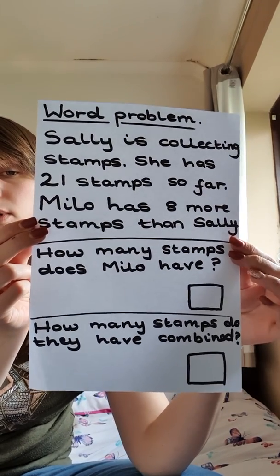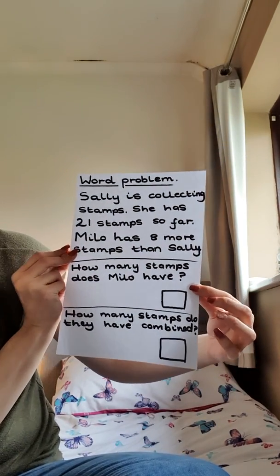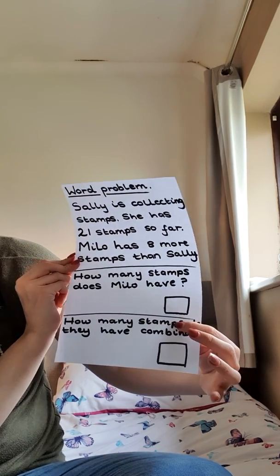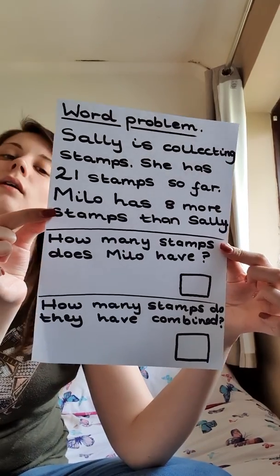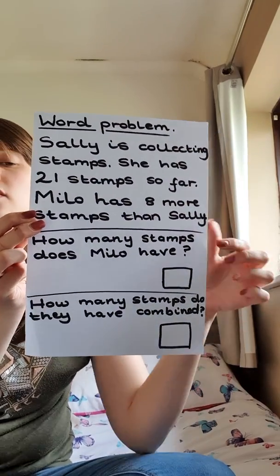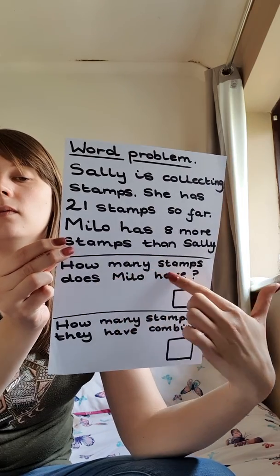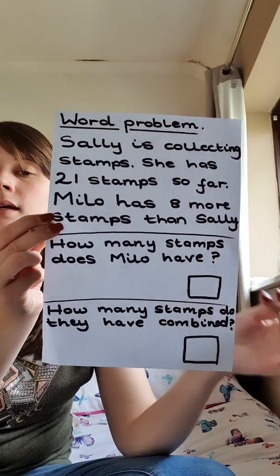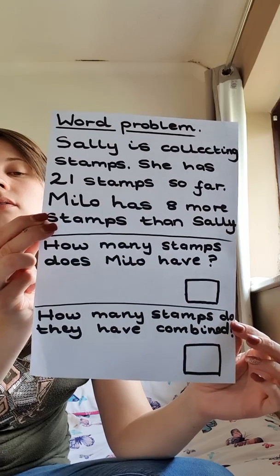This is a 2-step problem. So first of all, you need to work out how many stamps Milo has. And then you need to work out how many they have combined. Again, please make sure that you're writing out the word problem, that you are showing your working. So you'd write this bit, show your working, and I want the answer as well in the number sentence. So you've got 2 word problems there to have a go at, and they can go in your home learning books.